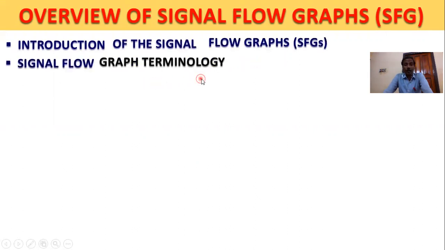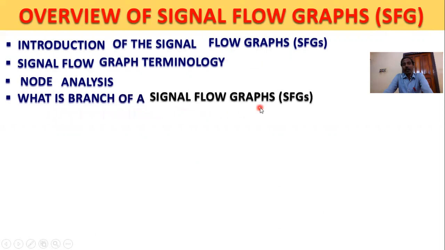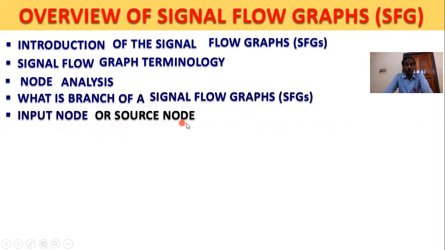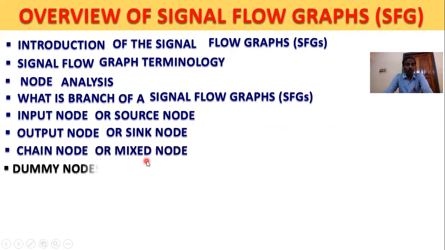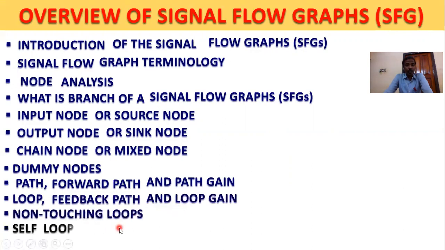Signal flow graphs terminology. Node analysis. What is a branch of a signal flow graph? Input nodes or source node. Output nodes or sink node. Chain node or mixed node. Dummy nodes. Path, forward path, and path gain. What is a loop, feedback path, and loop gain? What are non-touching loops, self-loops, and self-loop gains? These are all the overview of signal flow graphs. So first, the introduction of the signal flow graphs, then signal flow graph terminology.